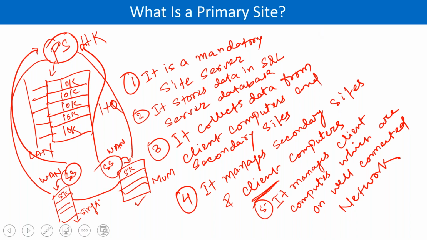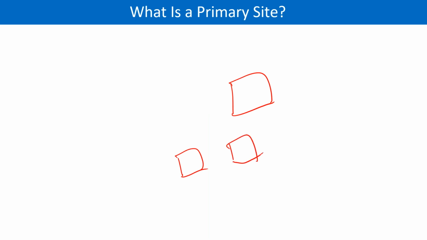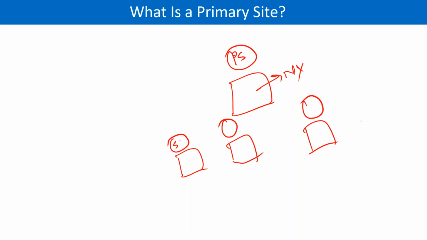So let me delete this. It is going to manage the devices on the LAN network, and for branch offices which are on a WAN connected network, you need a secondary site. So the architecture is like this. For example, you have one headquarter and three branch offices. Headquarter is in New York, so we will install the primary site here, and in branch offices we are going to install a secondary site here, here, and here. So let's say this is Mumbai, this is London, and this is Paris. And the secondary sites report to the primary site.